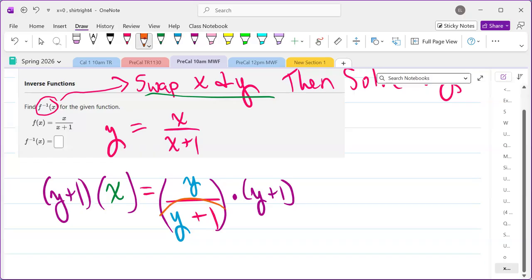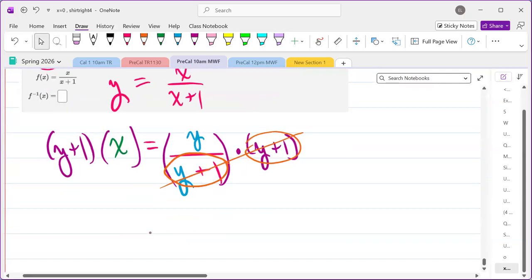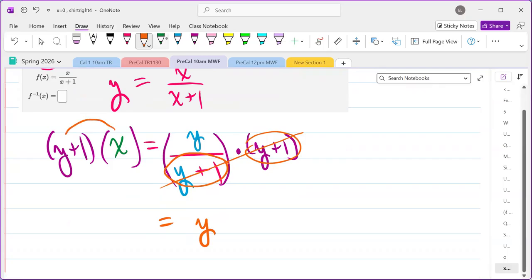That way over here, y plus 1 and y plus 1 will cancel each other out. So I'm left with just a y. And then on the other side, I have x times y plus 1. I have my parentheses there. The parentheses remind me I need to distribute. If you don't write your parentheses, it'll just look like y plus 1 times x, and you'll just write y plus x, and then the whole equation is wrong. So we have xy plus x.